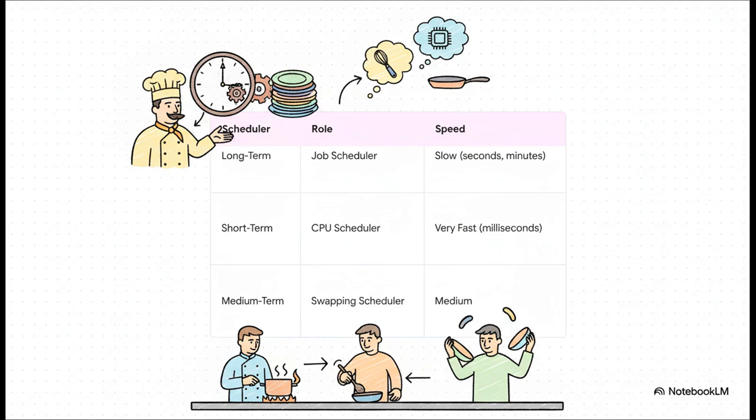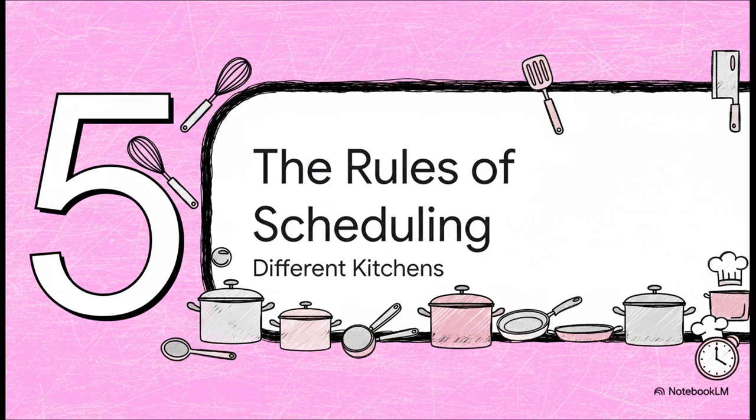The long-term scheduler is slow, kind of chill, making a decision every few seconds or so, but the short-term scheduler has to be unbelievably fast, making decisions in tiny fractions of a second as it directs the head chef from one task to the next. So how do these schedulers, especially that super fast short-term scheduler, actually decide who goes next?